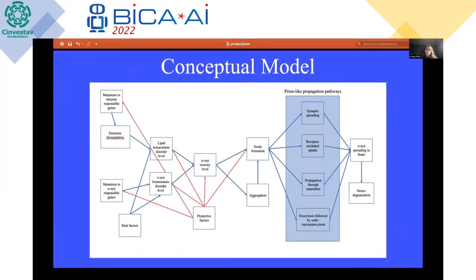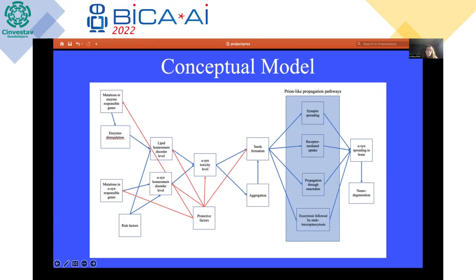Based on the background information, we've created the conceptual model for our network. We start off with the mutation in enzymes that are responsible for lipids and the mutation in genes responsible for alpha-synuclein. The first box here, for enzymes, leads to enzyme dysregulation and leads to lipid dyshomeostasis. The same holds for alpha-synuclein, which leads to alpha-synuclein dyshomeostasis. At this stage, different risk factors might intervene or make it worse.